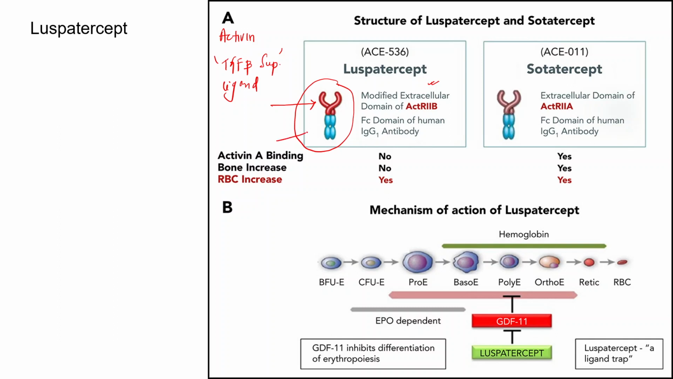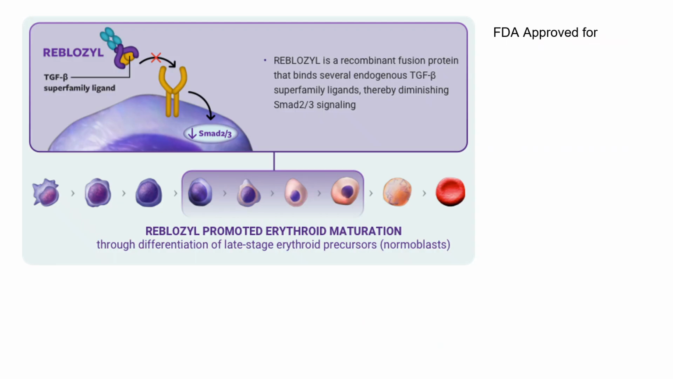And the other component, the blue one, is the Fc domain of IgG1 antibody. So if you see in this diagram, this is the drug. Reblozyl is the brand name. It will bind to the TGF beta superfamily ligand, that is activin, and it will prevent binding of this activin to the cell surface receptor.